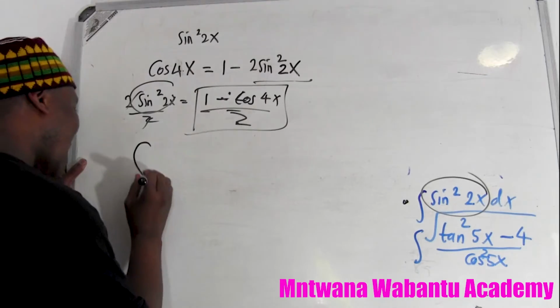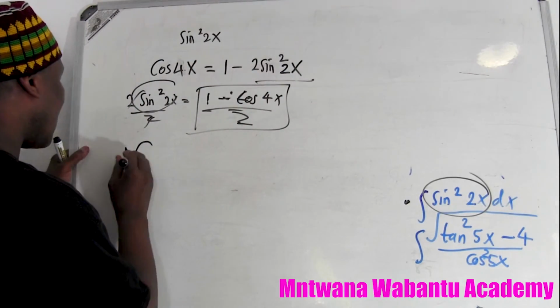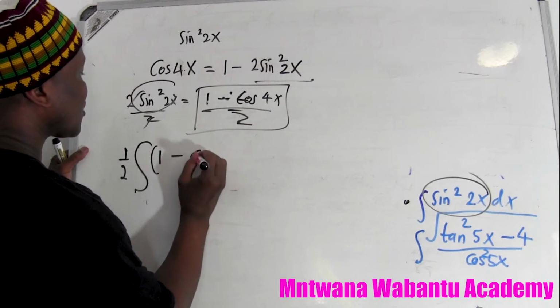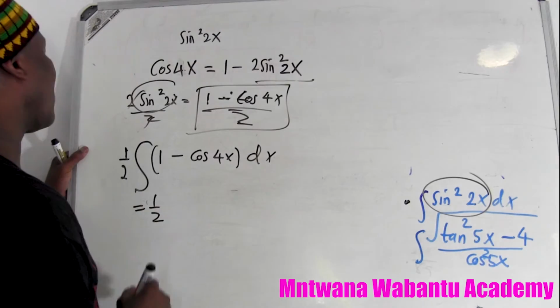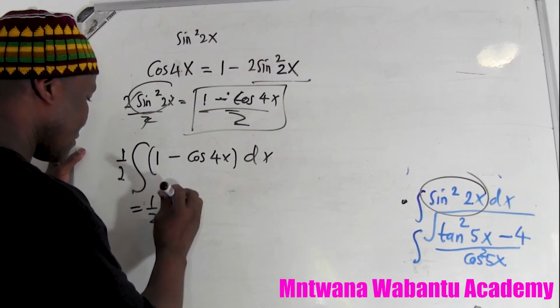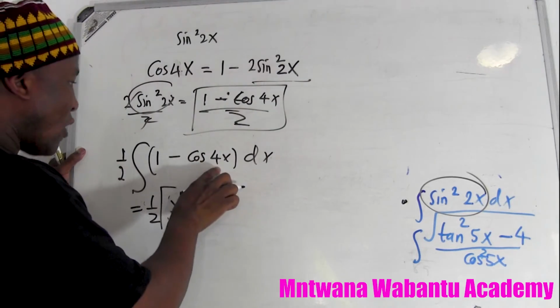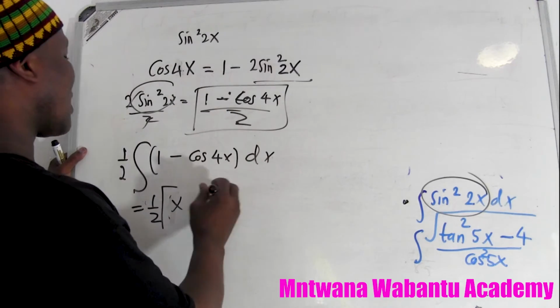So I'm going to replace all of this stuff with this. So then it's going to be integral. Instead of writing sine squared, I'll take 1 over 2 out. So I'll be left with 1 minus cos 4x dx. And then we say, well, leave a half out. Let me integrate. Integral of 1 dx equal to x minus integral of cos 4x equal to 1 over 4. When you integrate cos, you get negative sign. So I'm going to say negative.